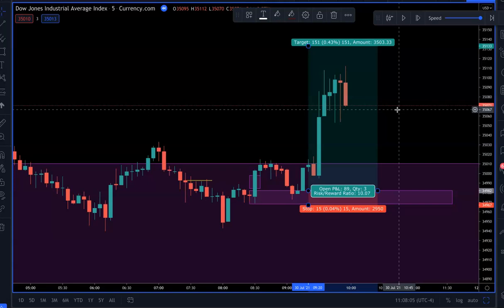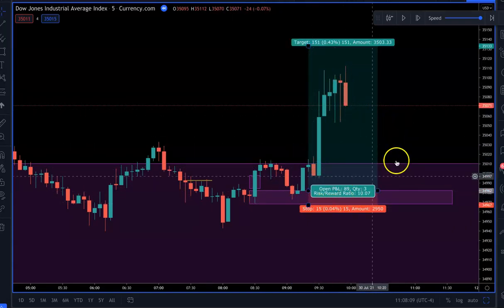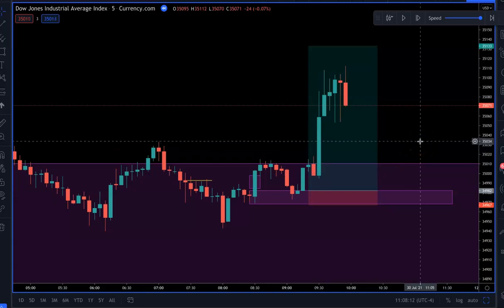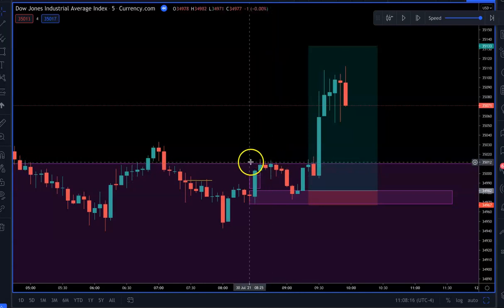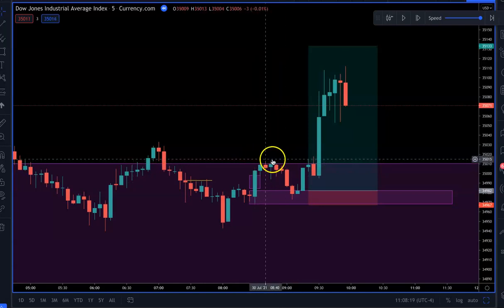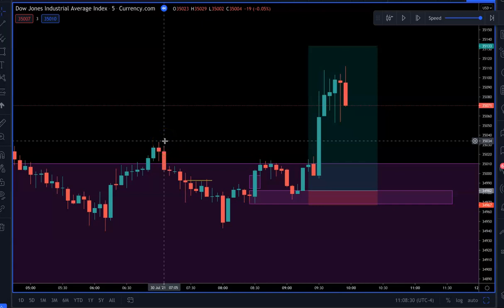So as you can see, this was a nice setup. It triggered, it shot up. I took some profit here when it hit this area of resistance. And I took another bit of profit around here, I believe. That information is on the other video.